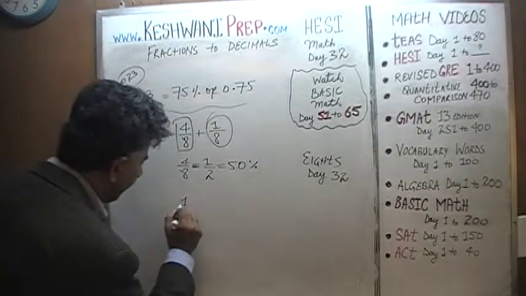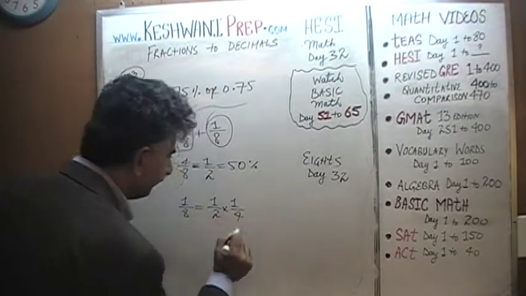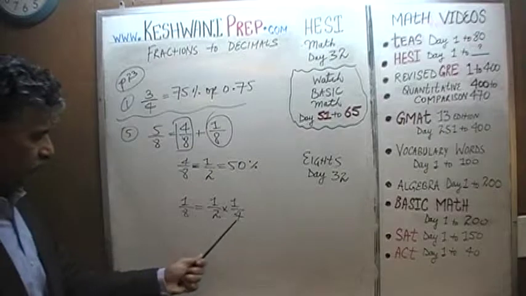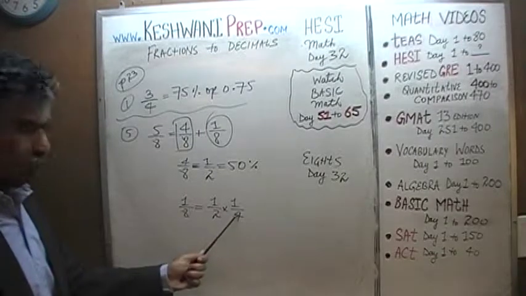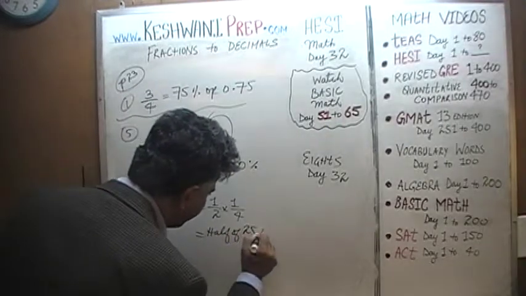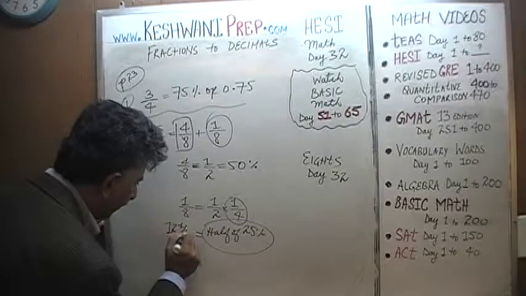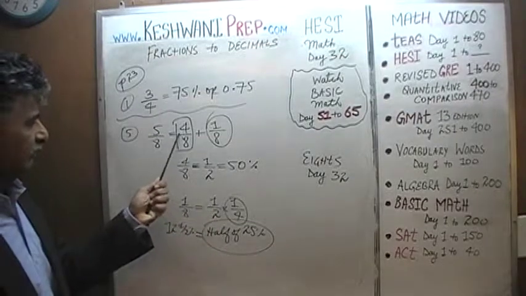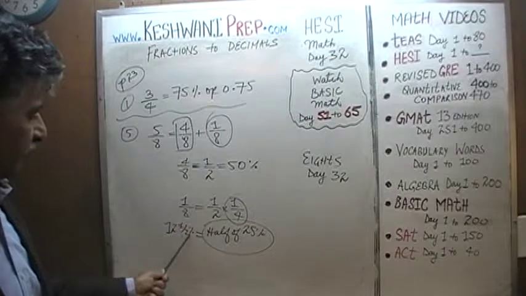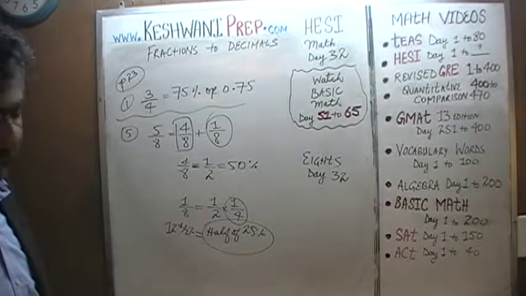Let's take a look at 1/8. What we need to understand is that 1/8 is nothing more than half of a quarter. Half of 1/4 is 1/8. 1 times 1 is 1 and 2 times 4 is 8. As you can see, if you multiply a half and a quarter, you get 1/8. We know a quarter is 25%, so an eighth would simply have to be half of 25%, which is 12.5%. So we have 50%, and another 12.5% will give us 5/8.